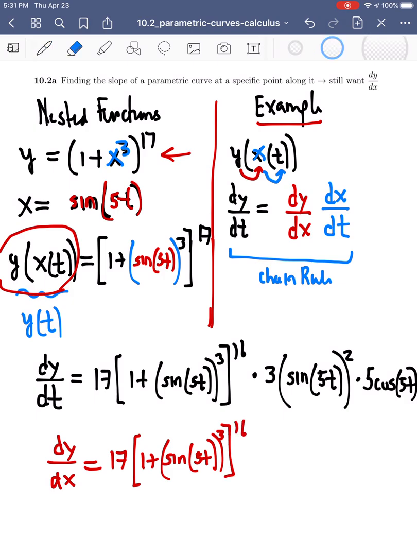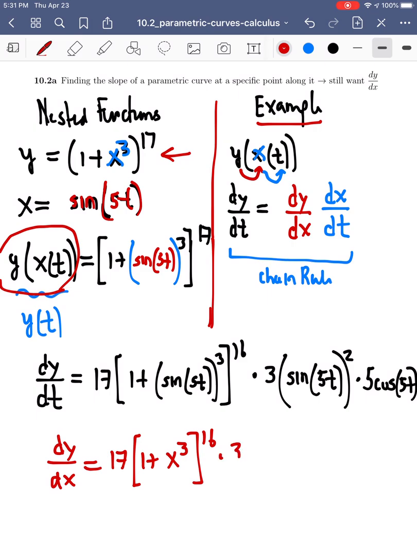Oops. Got a little ahead of myself. This is 1 plus x cubed to the 16th power. And then, of course, times the derivative of what's inside, that's 3x squared.